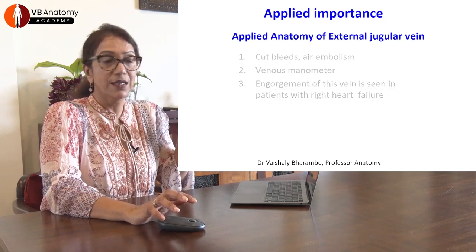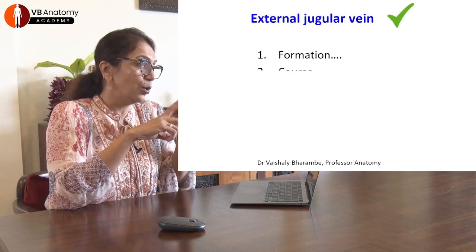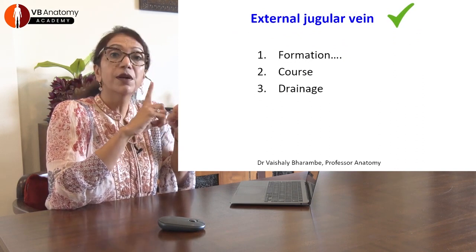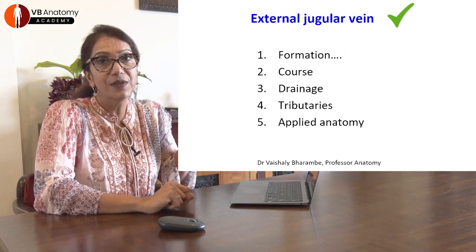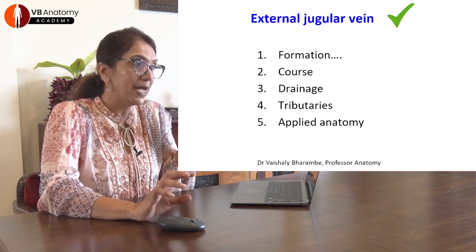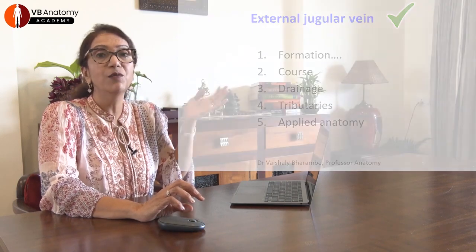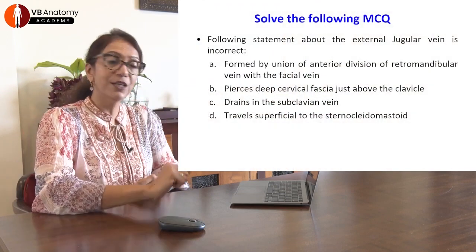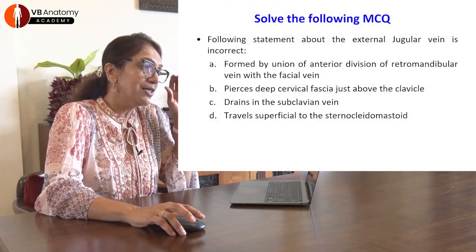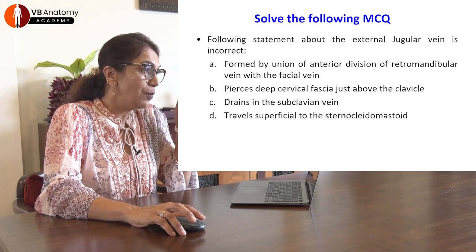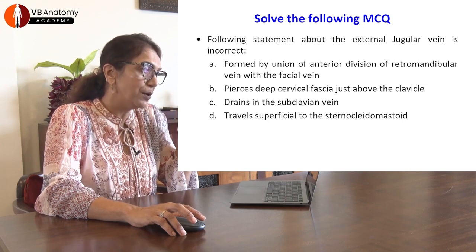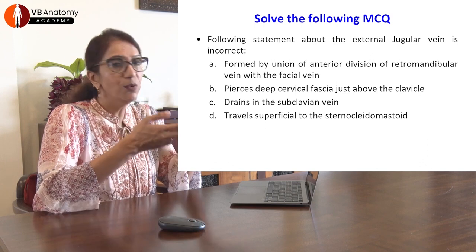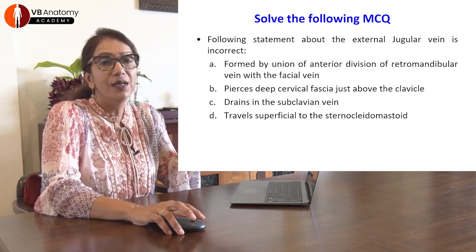So what have we done? We've done the formation, we've done the course, drainage, tributaries, and then the applied anatomy of external jugular vein. Did you note that we have covered the external jugular vein, which often comes as a short note for students? Let's now see if we can solve this MCQ. Following statement about external jugular vein is incorrect. Formed by union of anterior division of retromandibular with the facial vein. I won't read the rest of the options. I know A is the incorrect answer.